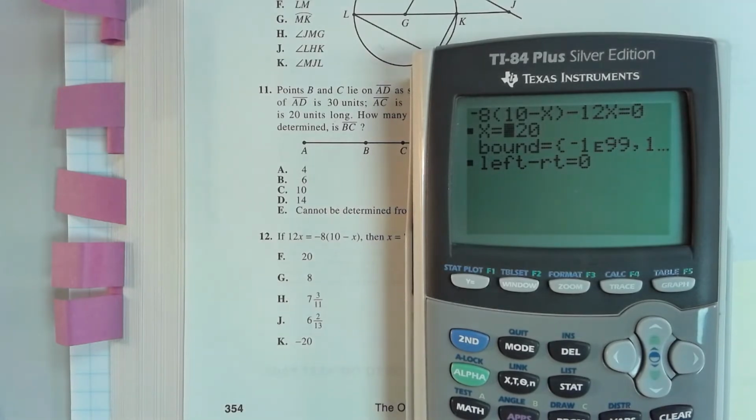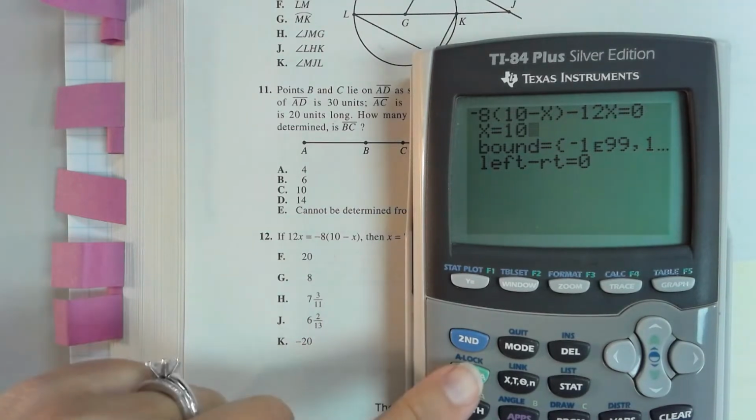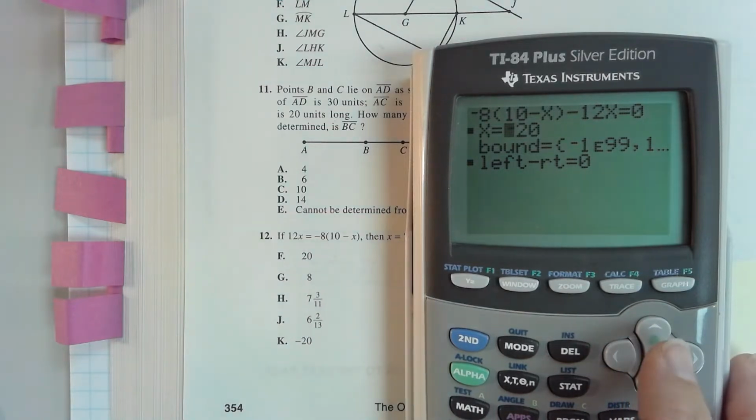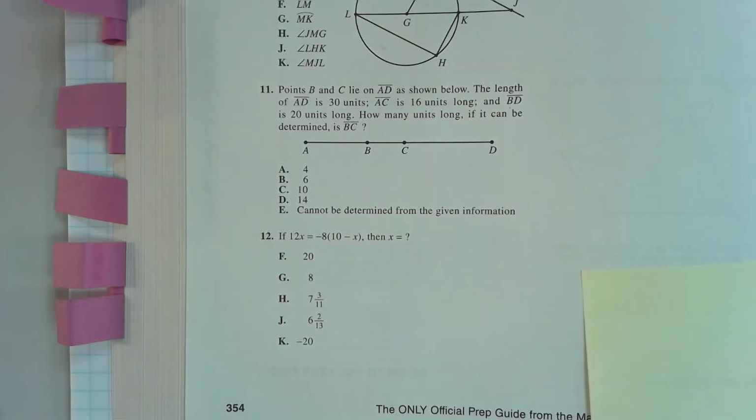If I thought there was more than one solution and I wanted to put in a different guess, I might put in a 10 and hit alpha, solve. It still spits out that -20. But if I were looking for other solutions, then I might start typing in some more guesses. So that's how we can use the solver on both calculators. Okay, it's something I encourage you to use if you're not sure how to solve an equation.